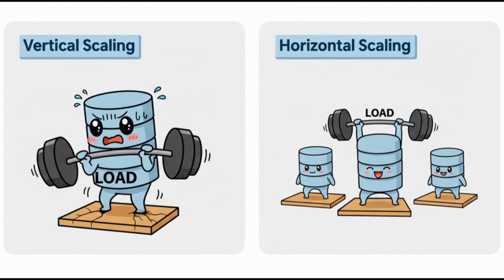When you hit that wall, you've basically got two choices. You can scale up, which just means you buy a bigger, beefier, more expensive server. But there's a hard limit to that. You can only buy so much power. Or you can scale out. Instead of one big machine, you add a bunch of smaller machines and spread the work around. And that is exactly where sharding comes into the picture.